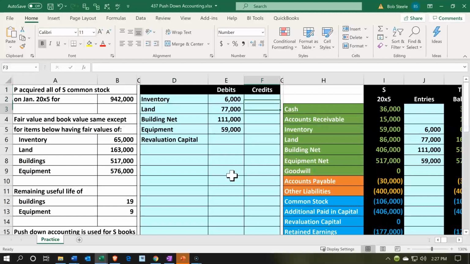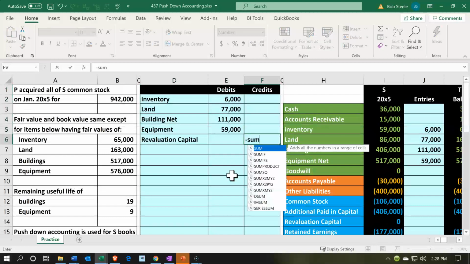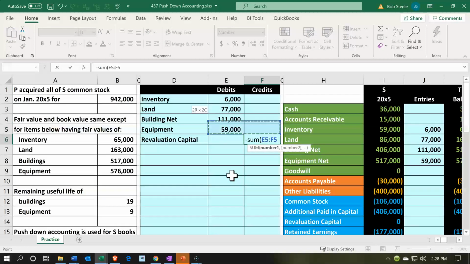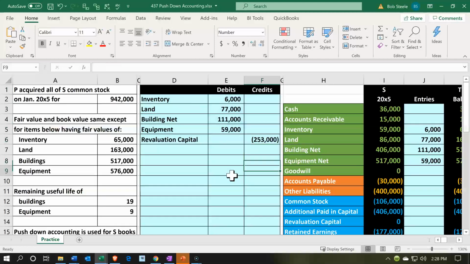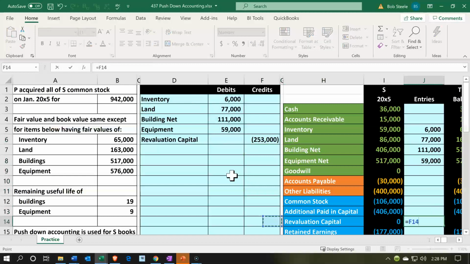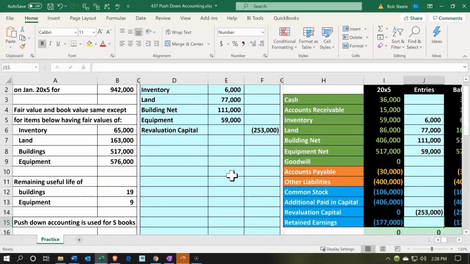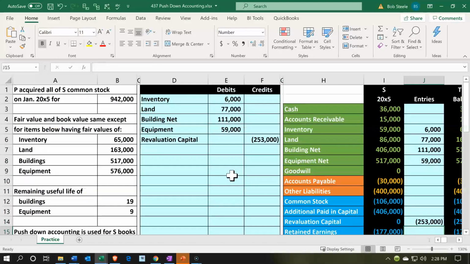Okay, and then that's going to be the credit, so we'll increase the equity. I'm going to do the plug formula, negative sum of these items. And there we have it. I'm going to put that here, and that's going to be the 253. So we've revalued the assets to what we believe they should be at the fair value point.